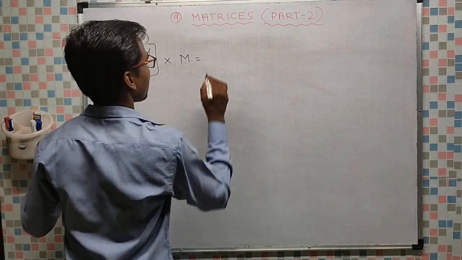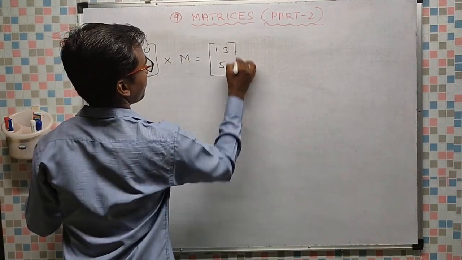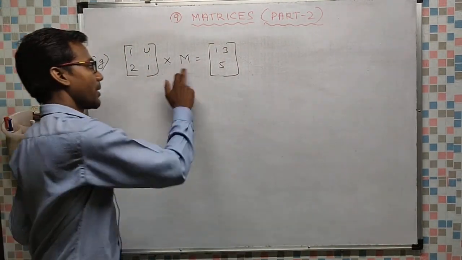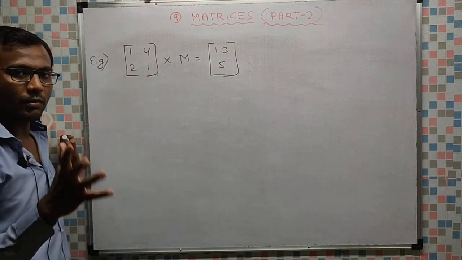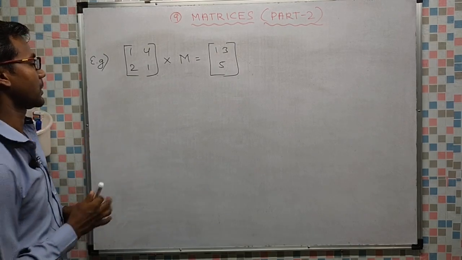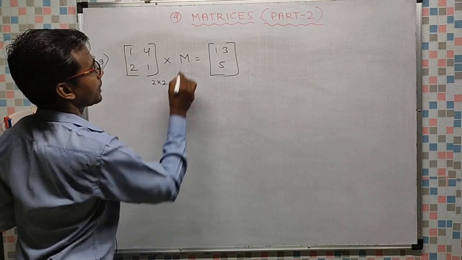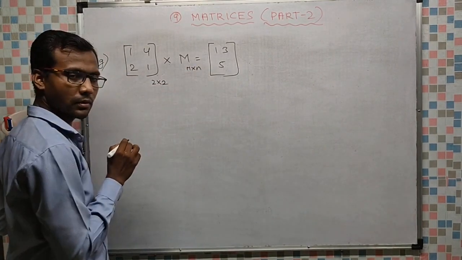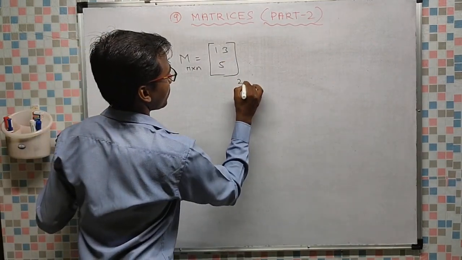This into M gives you [13; 5]. You have to find the order of M, then you have to find the matrix M. We don't have any idea about the matrix M. So first let us go for the order of the matrix M. The order of this matrix is 2 by 2. Let the order of matrix M be m by n.